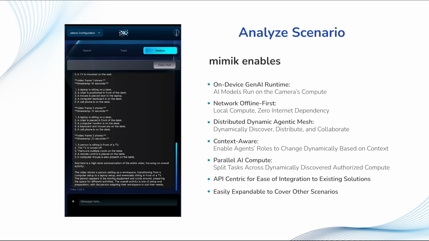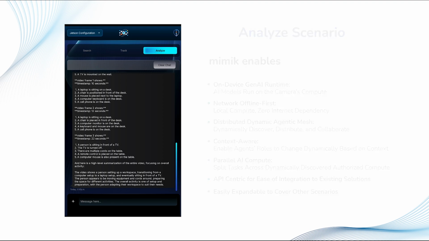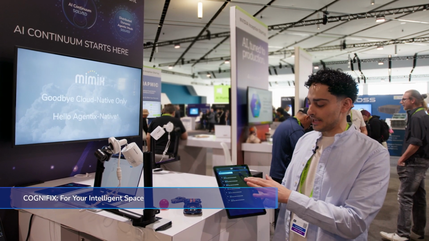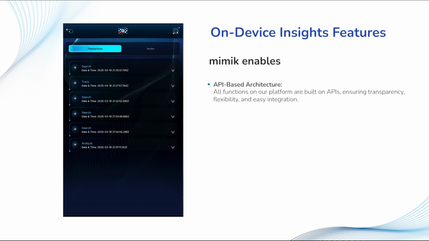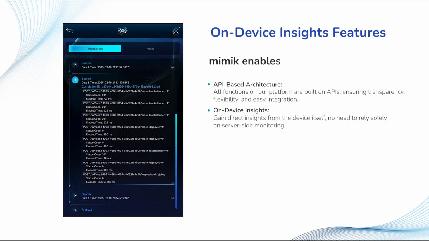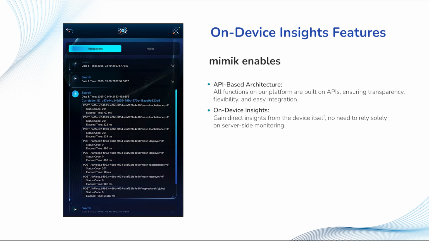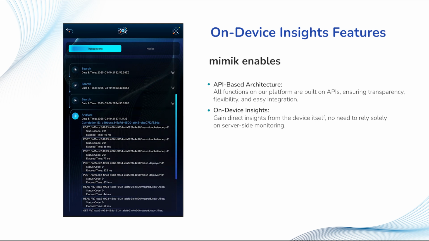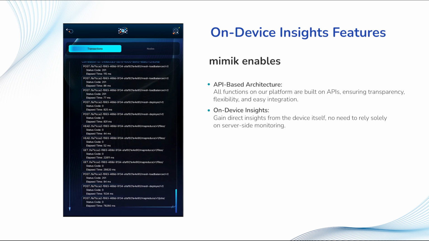So since everything on the Memoji platform is API-based, we can actually provide you with on-device insights, meaning that I can go into the transactions page of the application and I can use this drop-down to see all of the API calls related to that certain function that I showed. So when I showed you the search use case, these are all of the API calls used for that. When I showed you the analyze use case, those were all the APIs for that, and so on and so forth.